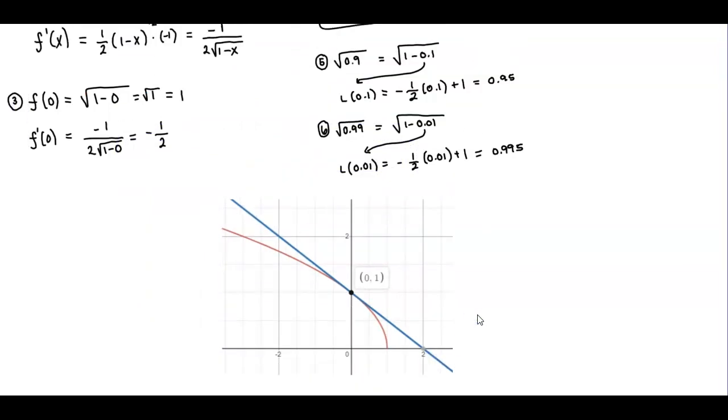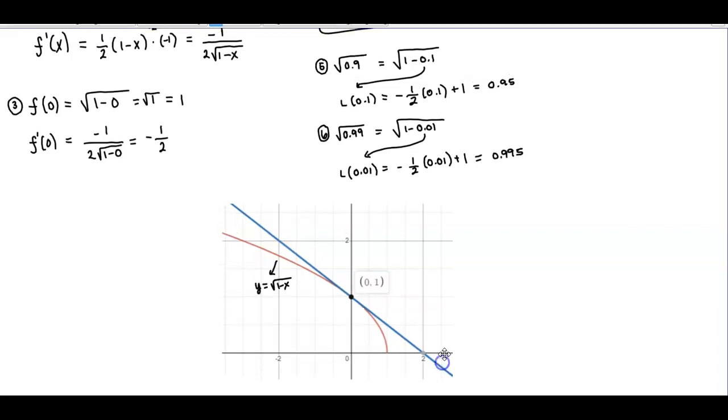So we can see that this represents the function y, which is equal to the square root of 1 minus x. And the blue represents the linearization function, which is negative 1/2 x plus 1.